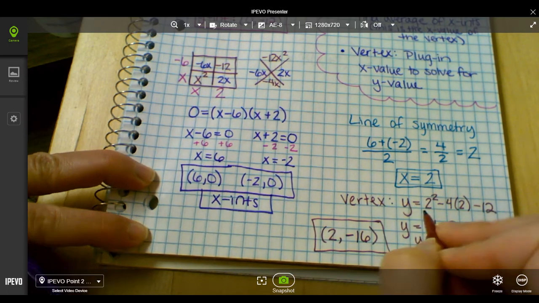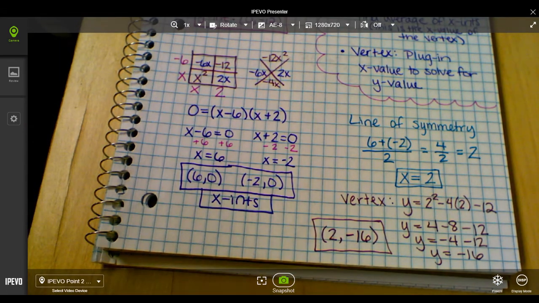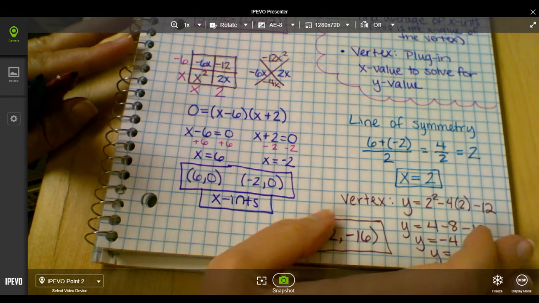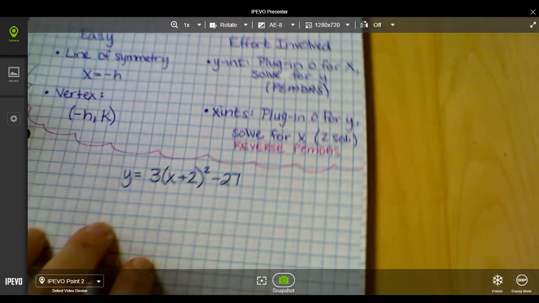And that is it. Okay, so that's how you solve for all of the parts of your parabola in standard form. So make sure all those get down in your notes, and then you can do it on your class kick. Okay, let's go on to the next one.